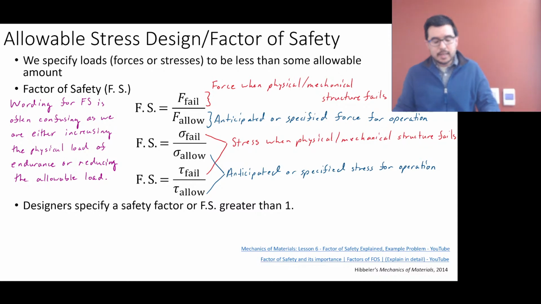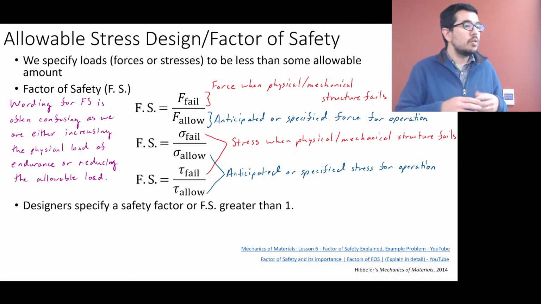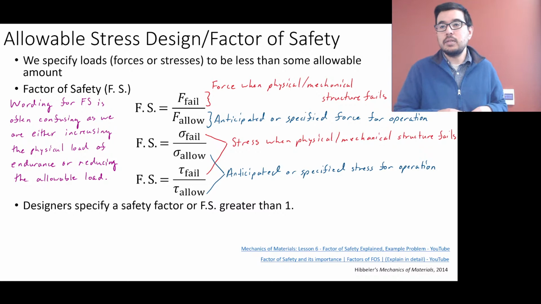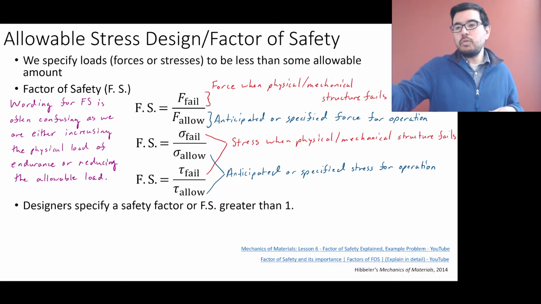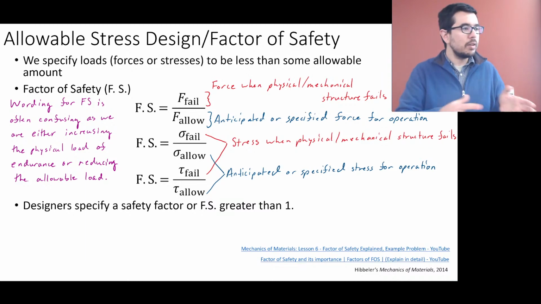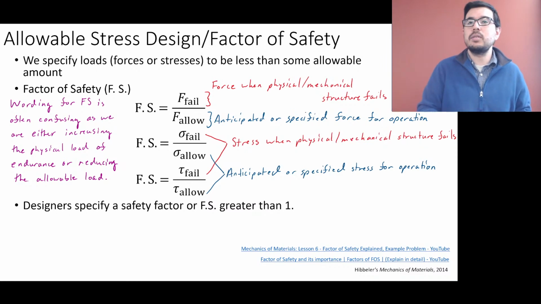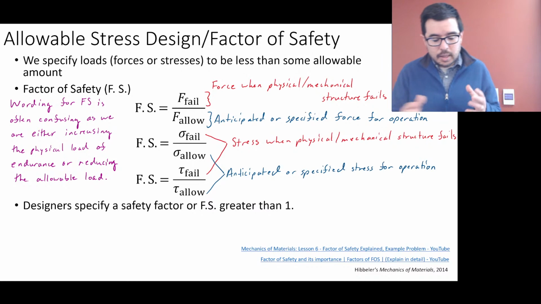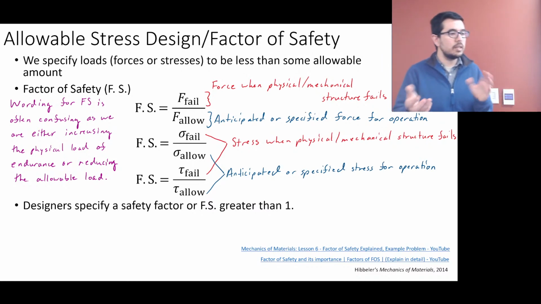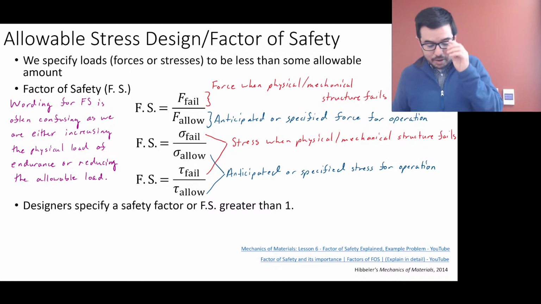Or, let's say I need to select a material, and I calculate that the stress is going to be 100 megapascals. For the application to work, during operation this part is going to experience 100 megapascals. If I want a safety factor of 2, I have to find a material that has a yield strength of 200 megapascals. So the wording on these can sometimes be a little bit tricky. And designers, like we said, are going to specify a safety factor greater than 1.